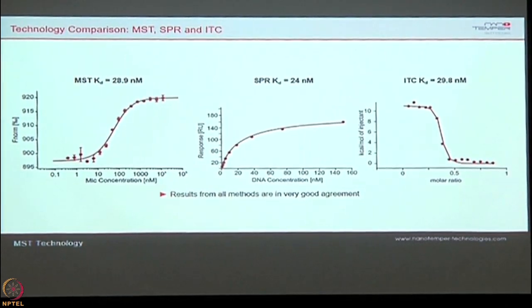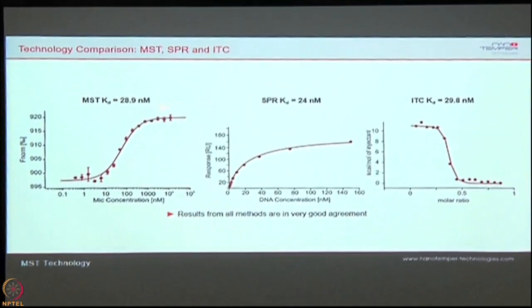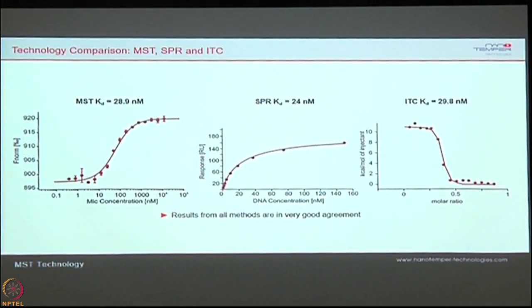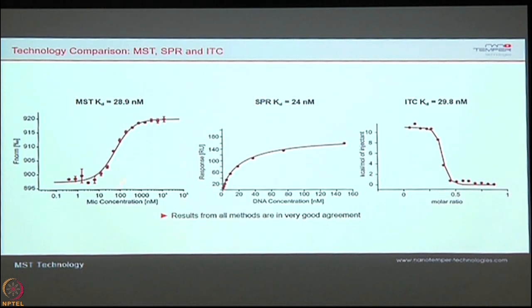Typically this technique is comparable to SPR. Have you ever heard of SPR? I think many people might be using SPR as well. It is very much comparable to SPR and ITC, isothermal calorimetry, where people measure the heat exchange to determine the binding affinity. We did a protein-DNA interaction, and in all three techniques you get almost the same KD: 29 nanomolar for MST, 24 for SPR, and 30 nanomolar for ITC. So the binding affinity you determine in MST is very similar to the ITC and SPR assays.